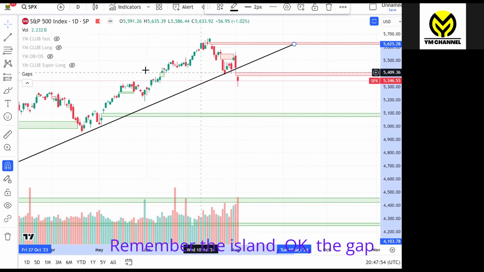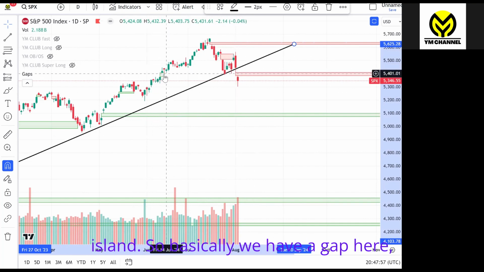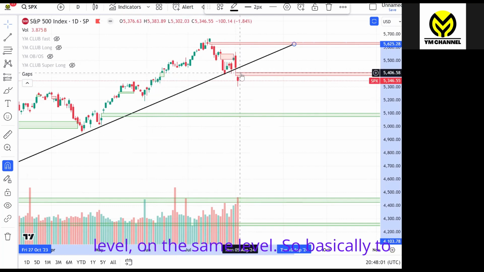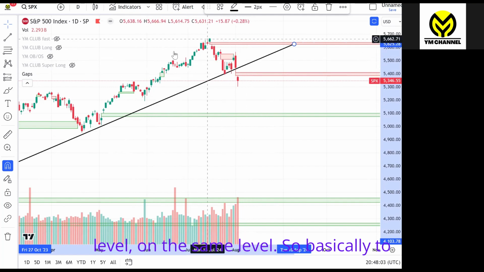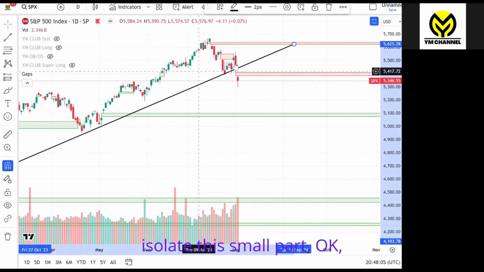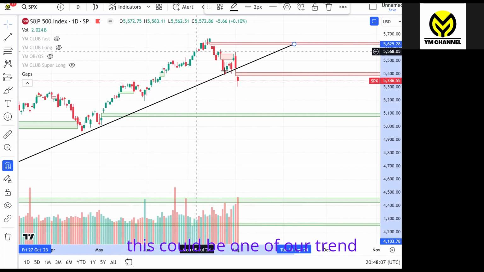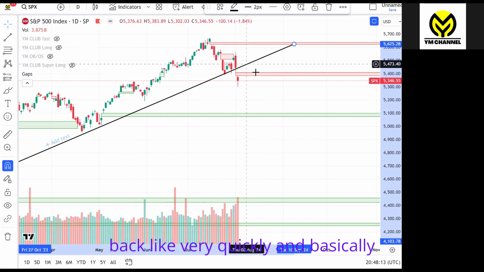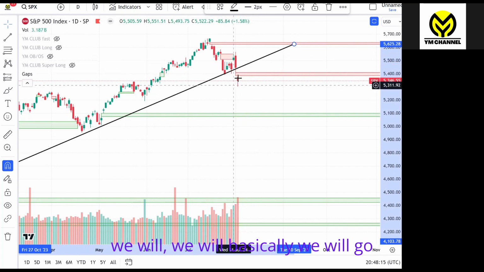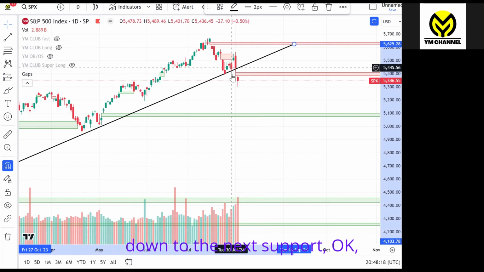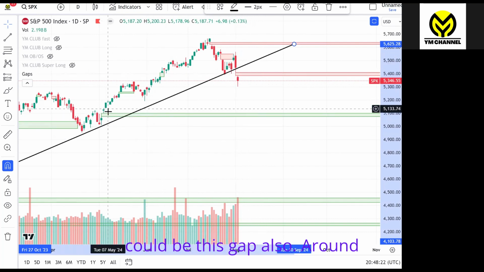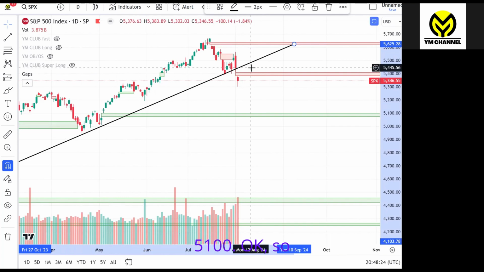Remember the island, the gap island. So basically we have a gap here, so it's on the same level, so basically to isolate this small part, this could be one of our trend reversal. And if we cannot go up back very quickly, basically we will go down to the next support, could be this gap also around 5,100.